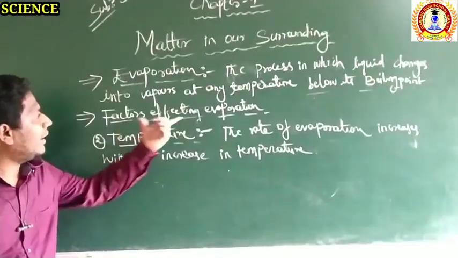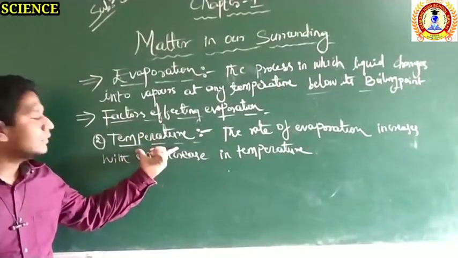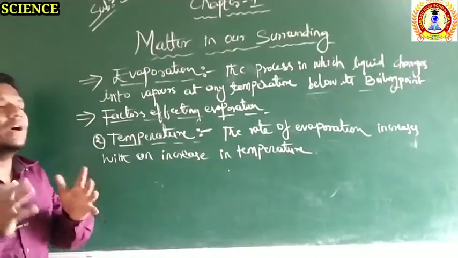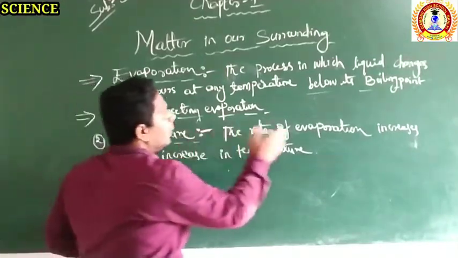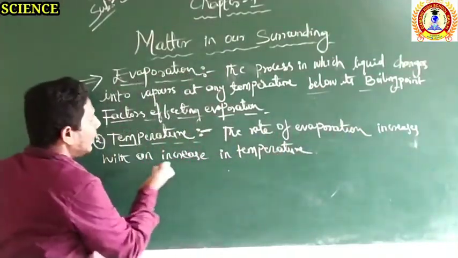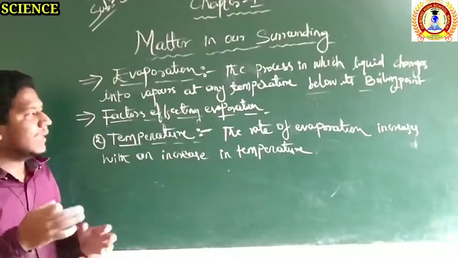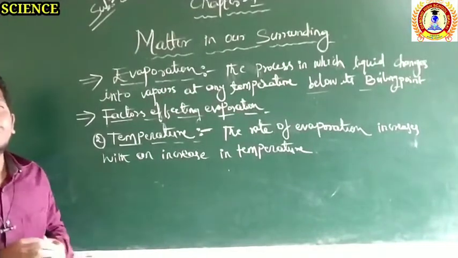So now the second factor affecting the evaporation is the temperature. This is the first factor. The first factor is increased surface area. The second is the temperature. Then how is the temperature affecting the process of evaporation? Simple. The rate of evaporation increases with the increase in the temperature. Right? The evaporation will be more when the temperature of the environment is more.